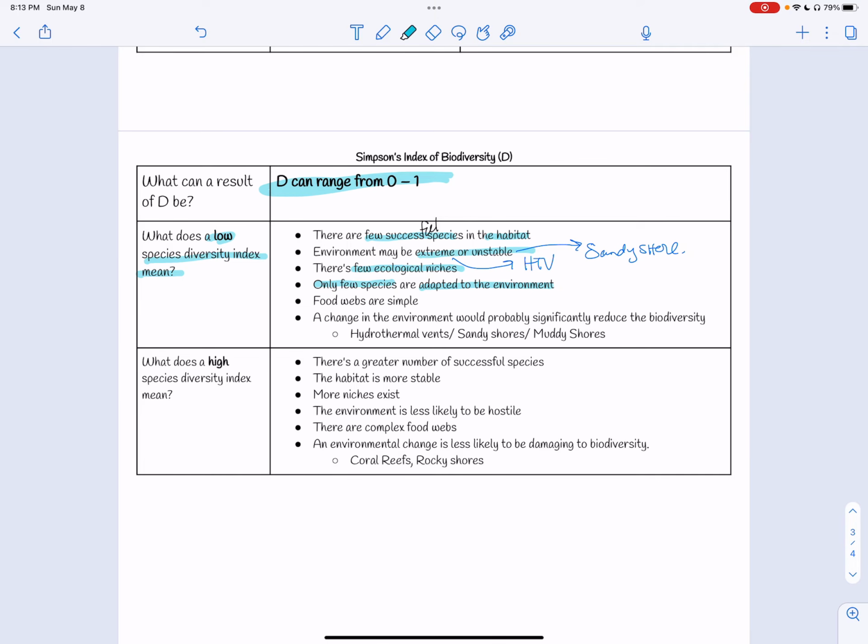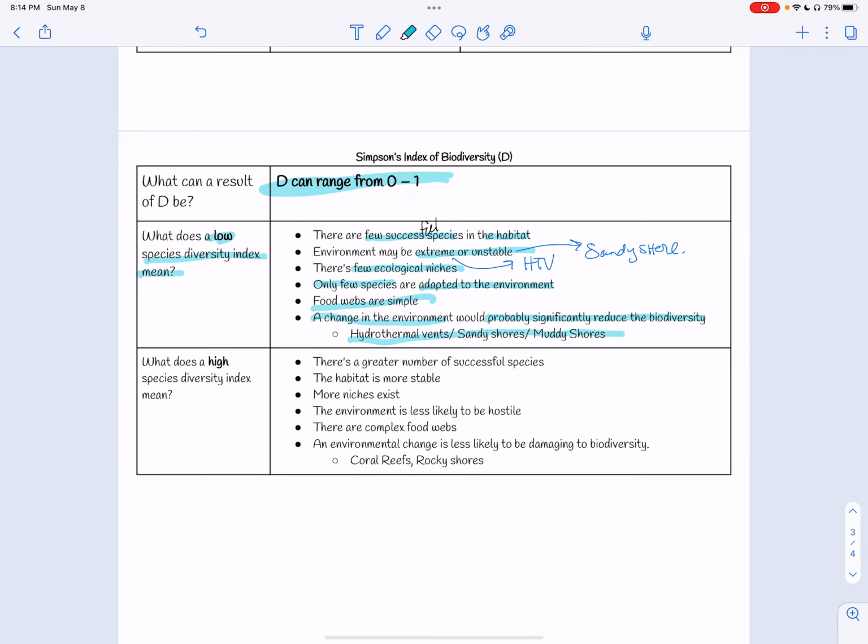You can also assume the food webs are going to be simple. Because there's not many different species there, and within those species there's not a lot of them anyways, we can assume there are probably unique situations there. And if there were any kind of environmental change, it would be hard for them to adapt to that. That would most likely bring down the biodiversity. So changing the environment would probably reduce the biodiversity.